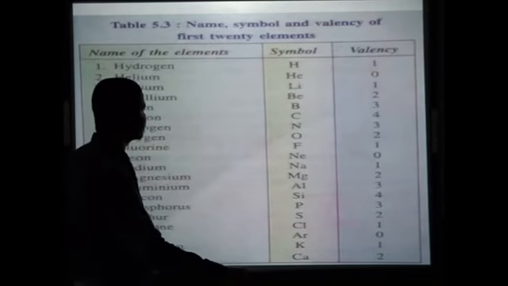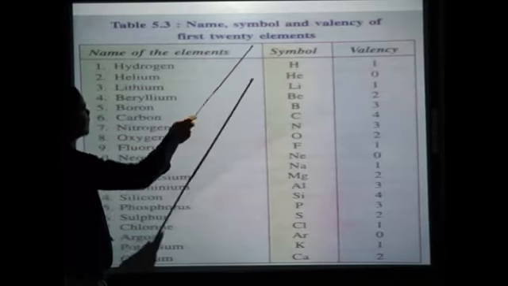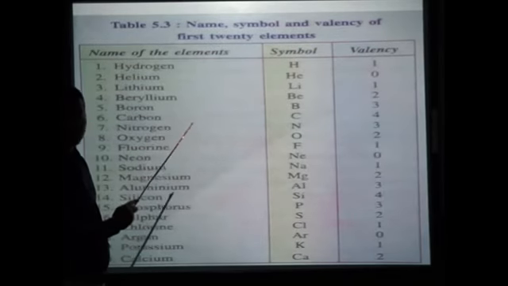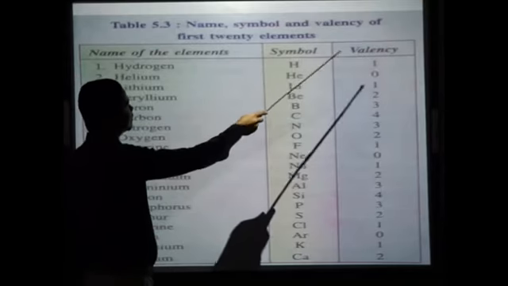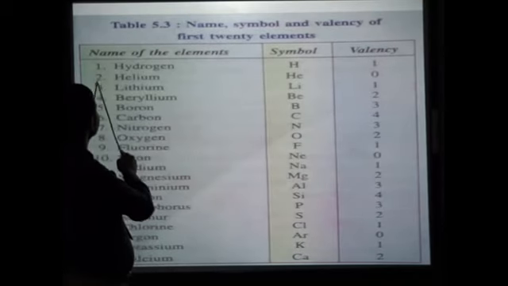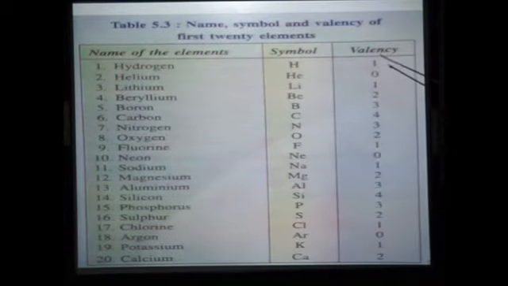You can see here how it increases and decreases. Name, symbol and valencies of the first 20 elements. You will also make this table in your copy. Atomic number 1, hydrogen, valency 1. Atomic number 2, helium, valency 0. Then lithium 1, beryllium 2, boron 3, carbon 4.